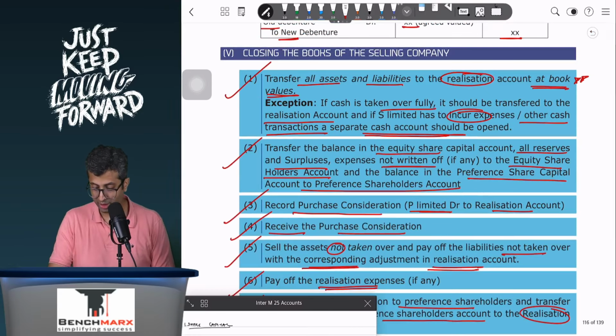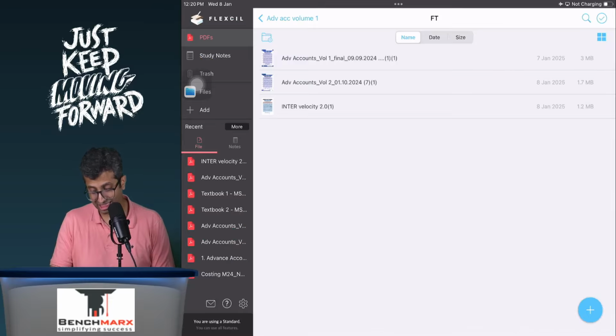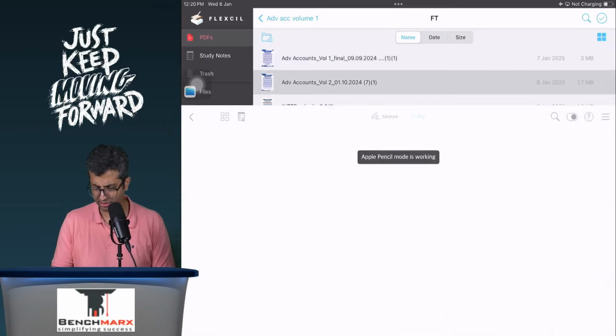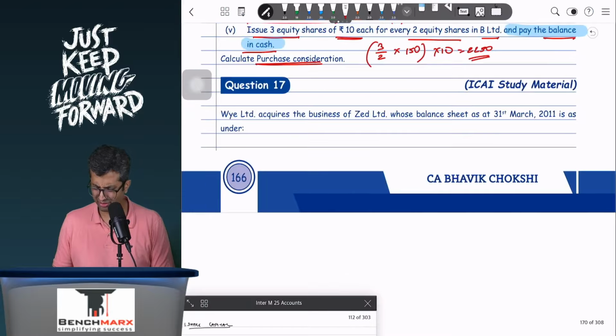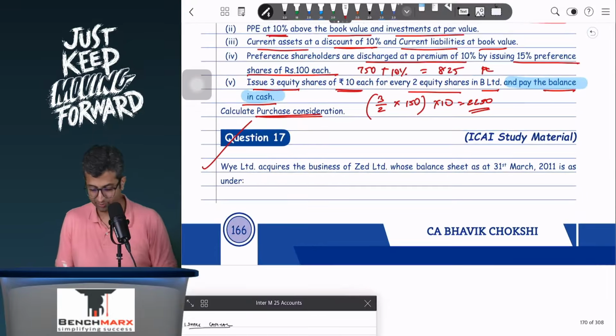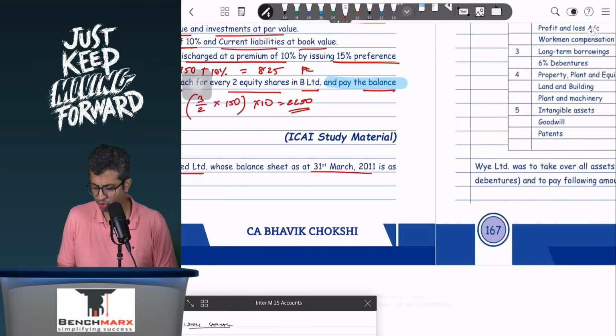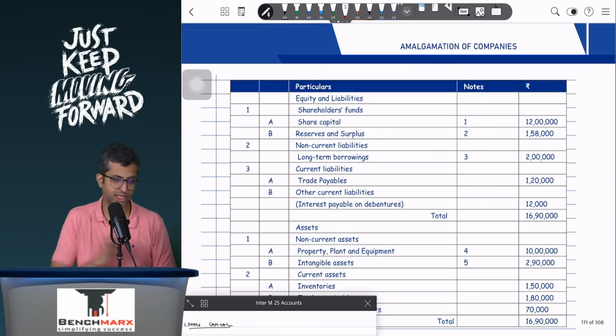So over here, we'll do a question number 17 from the homework section, and then go to the classwork section. So over here, these are the relevant questions in the homework section that you should revise. The other questions you can practice in the homework section. Now, WYE acquires Z, whose balance sheet as on 31st March 11 is as under. So you have been given the balance sheet of Z.